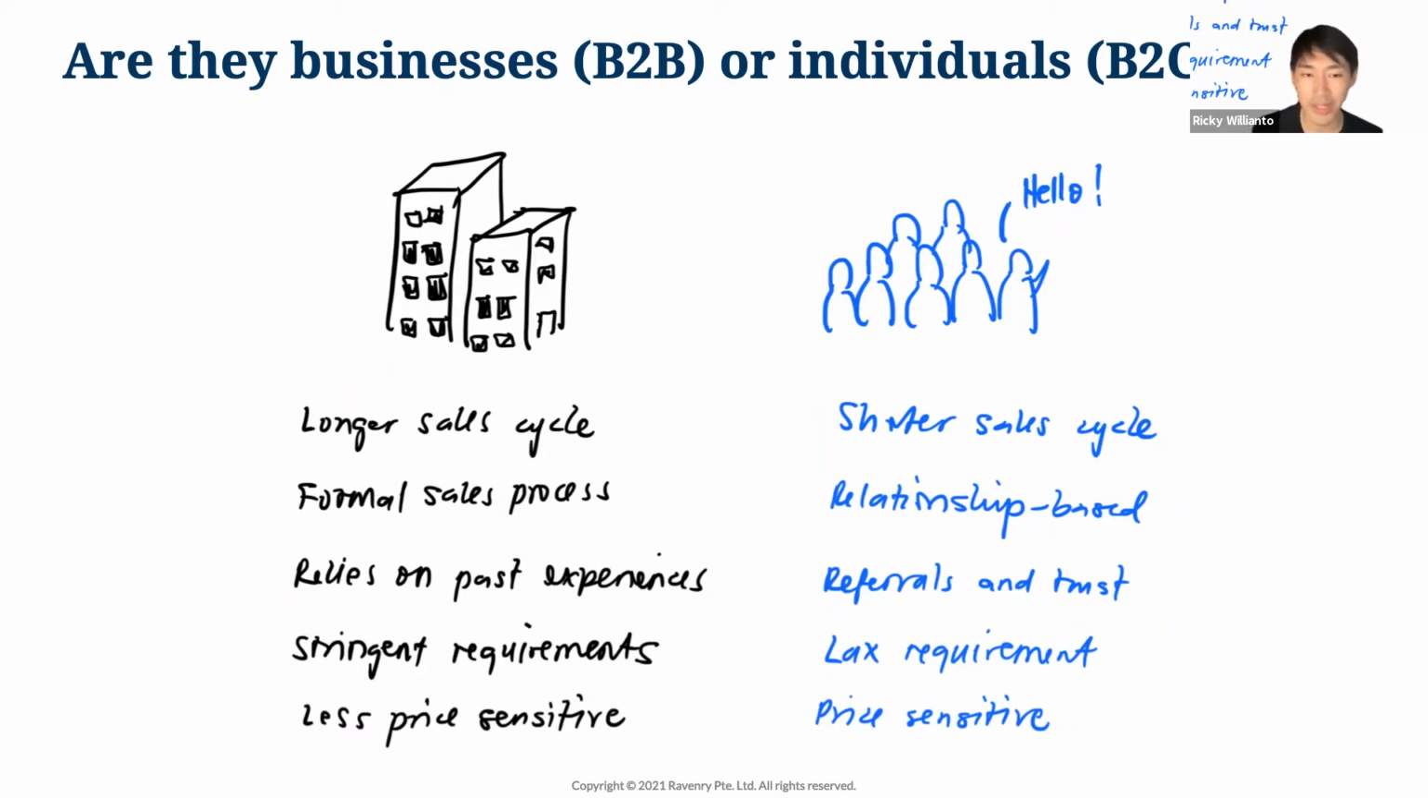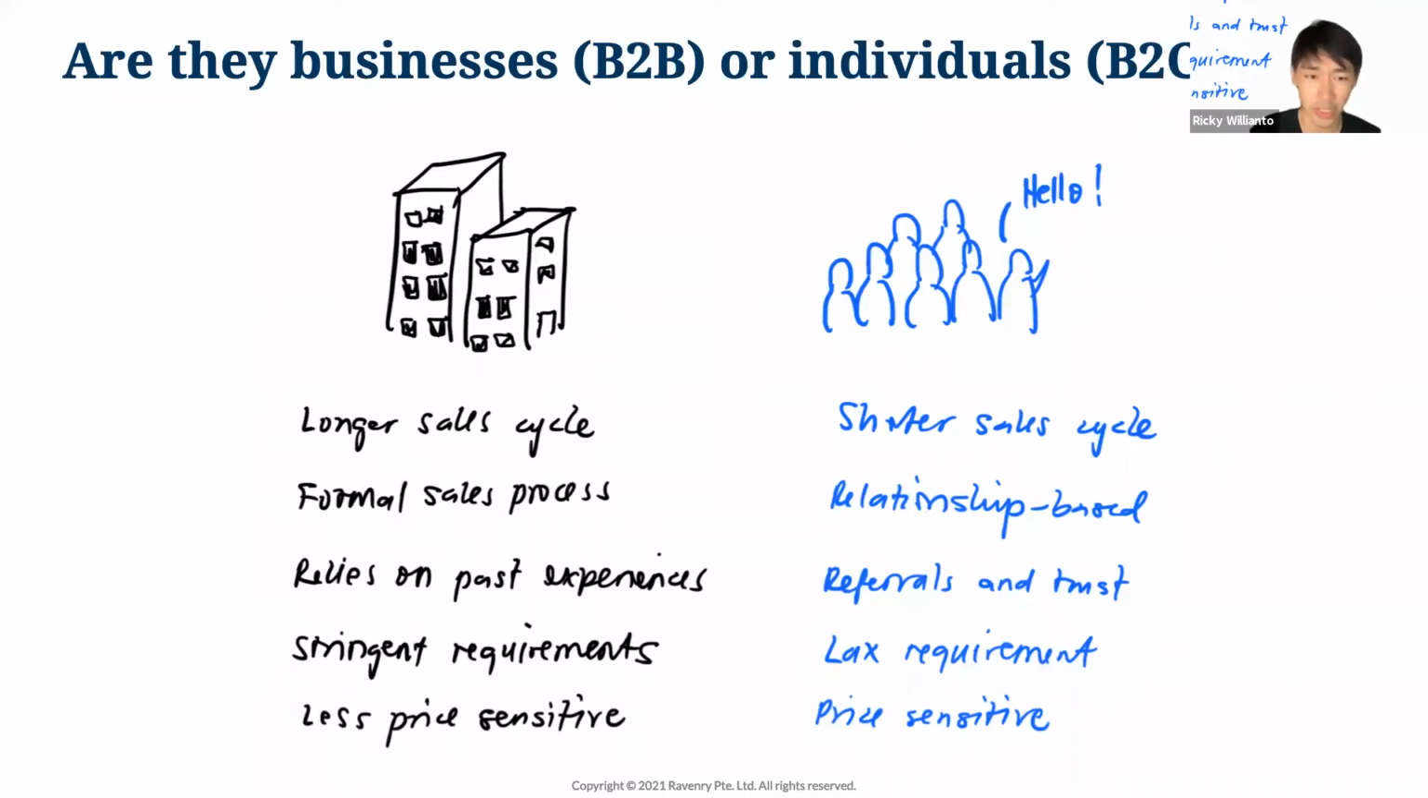The reason I want to bring this up is that if you know your customers are B2B, be prepared to invest that time upfront, and don't be discouraged too early, because it is quite normal for the sales cycle to take that long for them to make that decision. So just something to take note of. Whereas if you look at the B2C side, the customer side, the sales cycle is just much shorter.